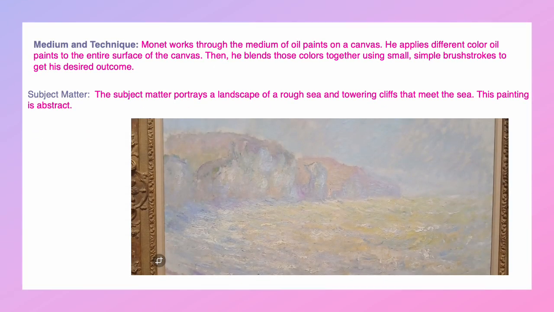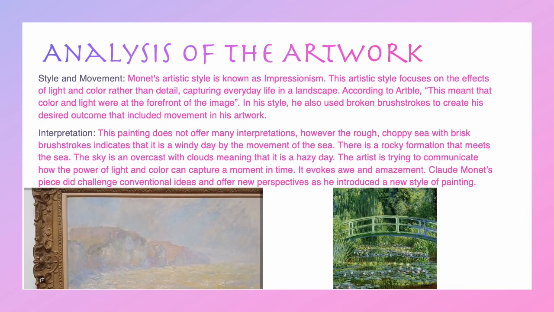Monet's medium is oil on canvas, in which he covers the entire canvas with different colored paint. Then he uses a paintbrush to blend the colors together to achieve his outcome. His subject matter is portrayed as the cliffs and the rough sea. This is an abstract painting.